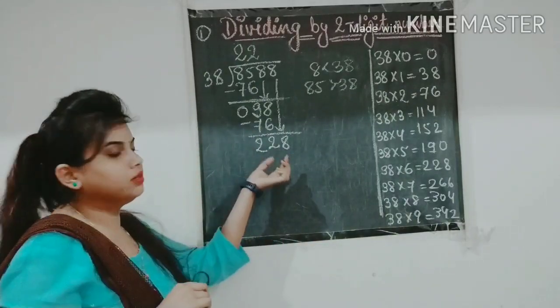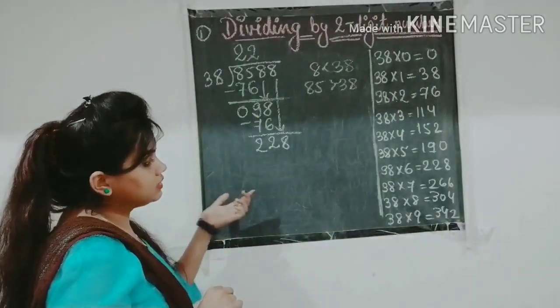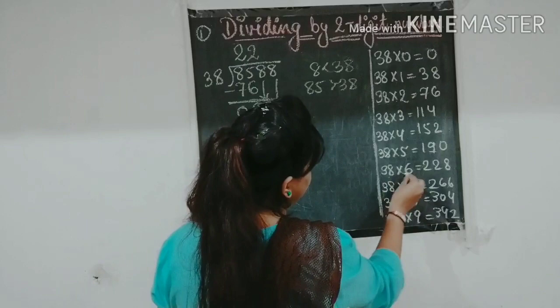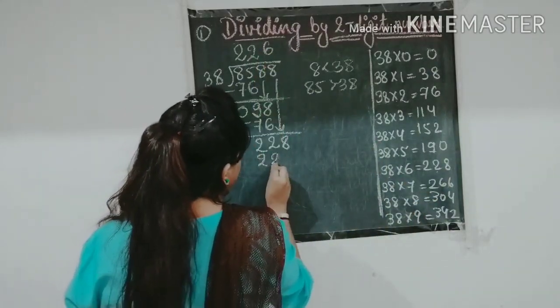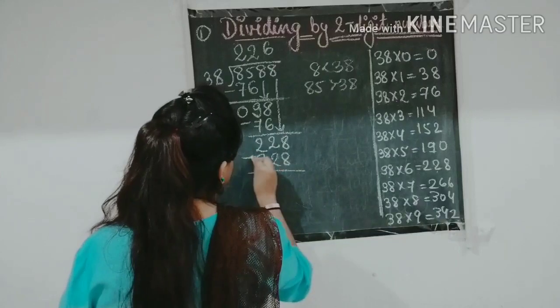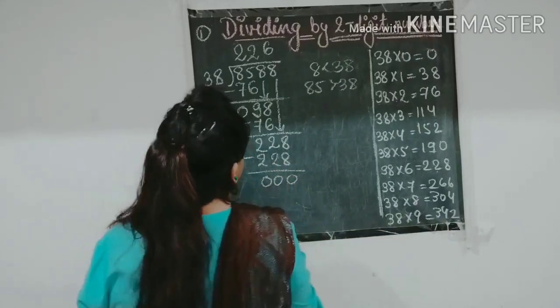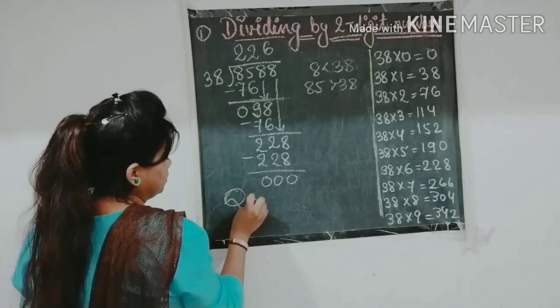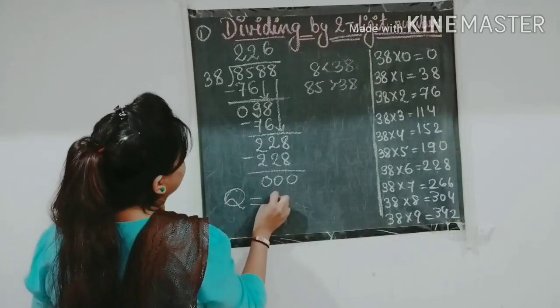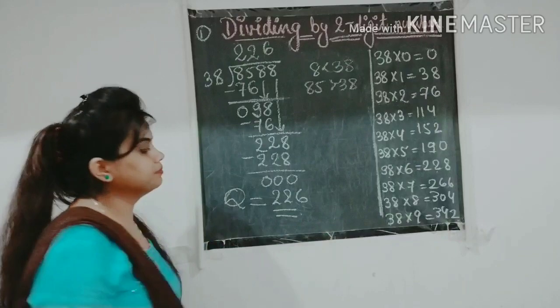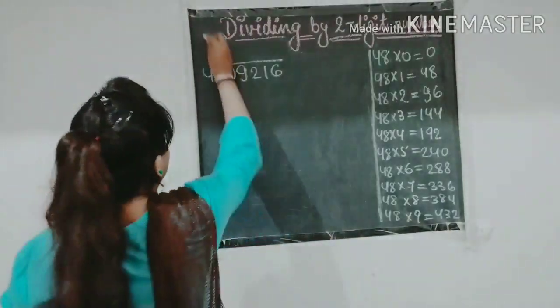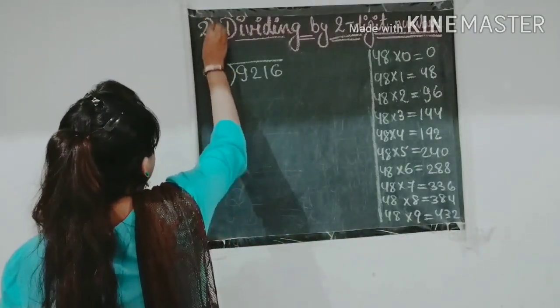Now we have 228. Take the nearest number. We have 38 6s are 228. So we can take 38 6s are 228 and this will cancel it out. So the quotient of this is 226. See another example, question number 2.